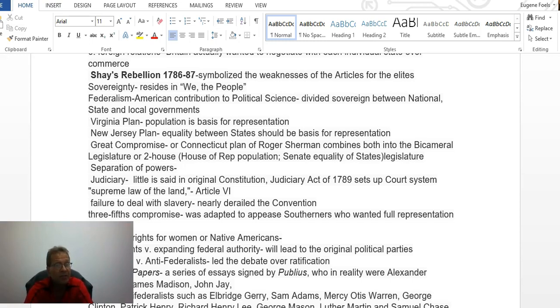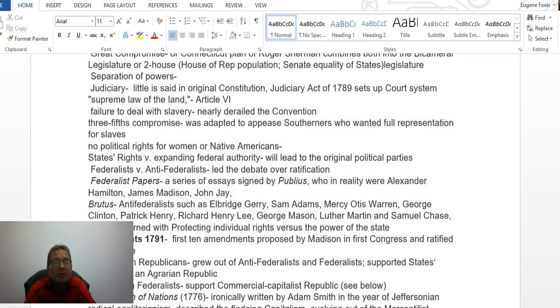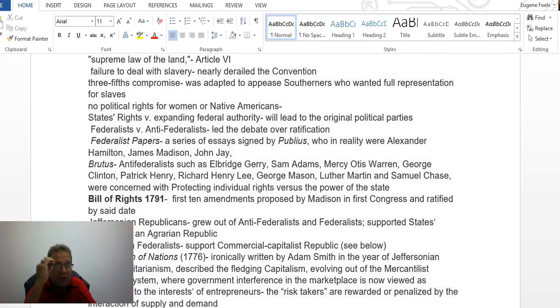Article 6 says that the Constitution itself, right in the original document, which was ratified by the states, is the supreme law of the land. So it's implicit from the beginning that over time, this national government is going to become more and more powerful. And that's what the anti-federalists were very, very concerned about. We just fought a revolution to get rid of this powerful central government of King George III. Now you want to go back to it?